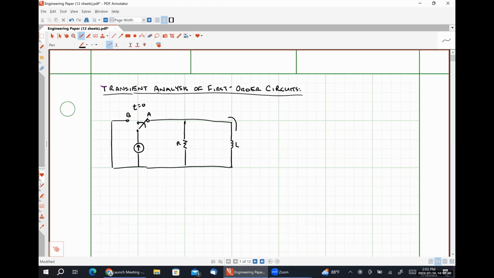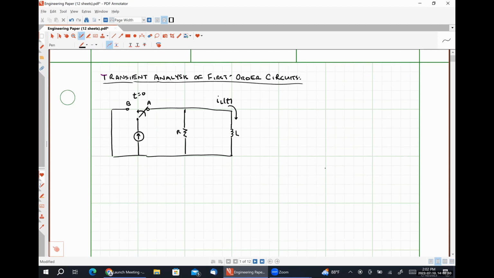We analyzed circuits like this, and what we found was that our inductor current iL of t was of the form iL at 0 minus for t less than 0 minus, and it was iL at 0 plus e to the negative R over L t for t greater than or equal to 0 plus.